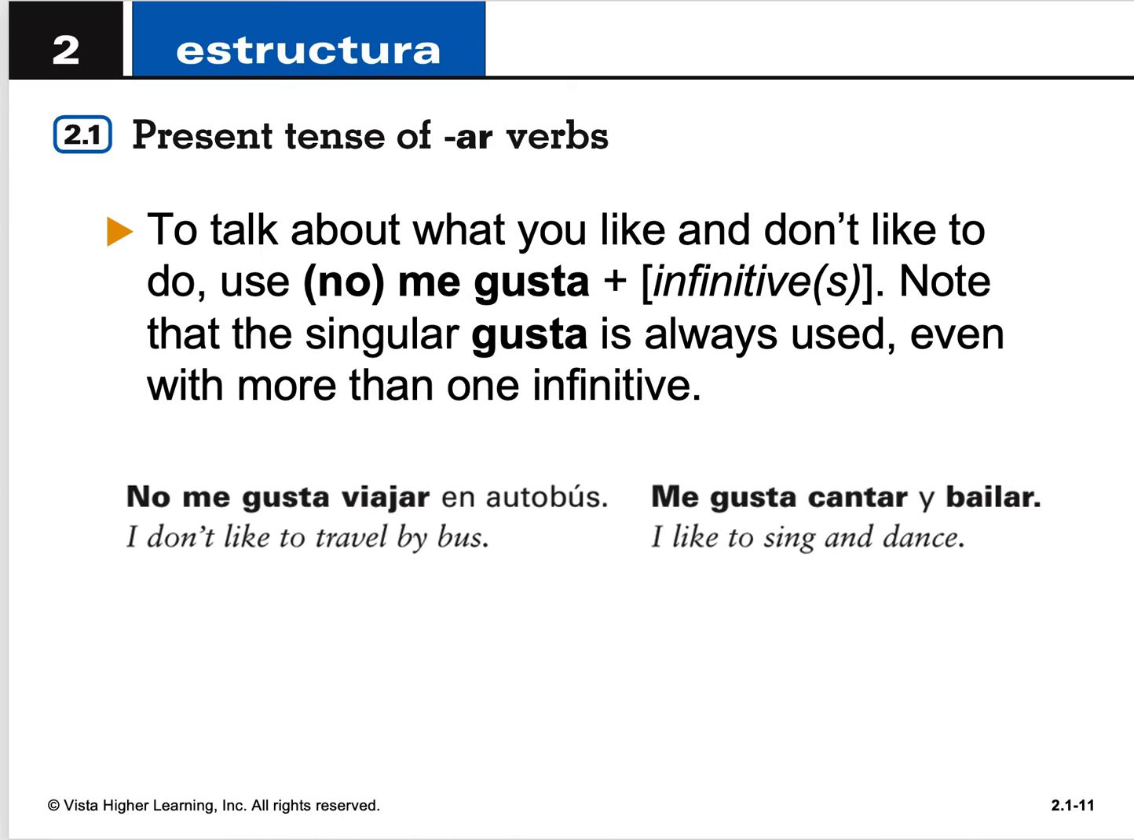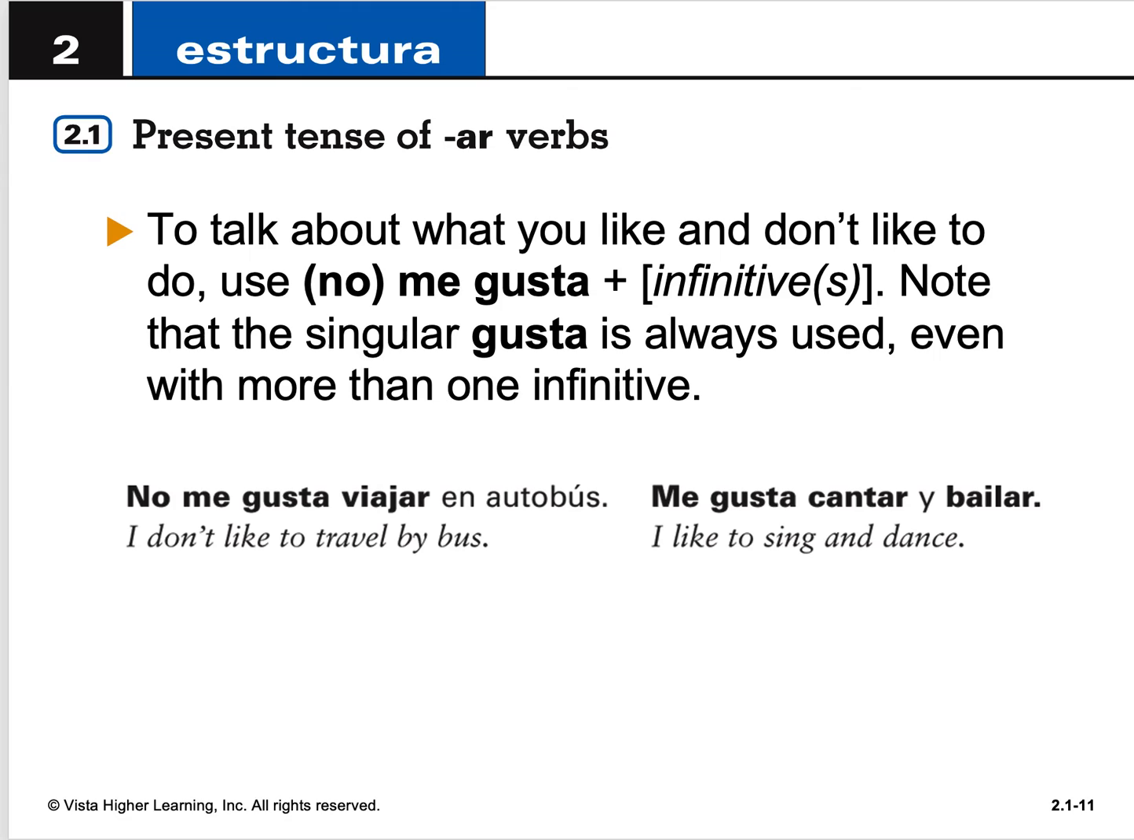To talk about what you like and don't like, we would use me gusta versus no me gusta. If it's an action that you don't like, you leave it in the infinitive form. And the no would come before the me instead of before the gusta. So in other verb situations, we said we would put the no before the conjugated verb. This is an exception. So we would say, no me gusta viajar en autobús. I don't like to travel by bus.